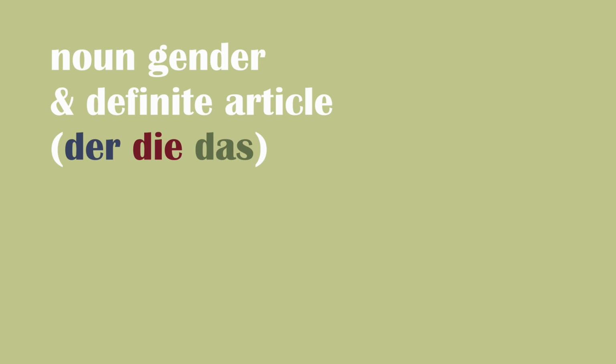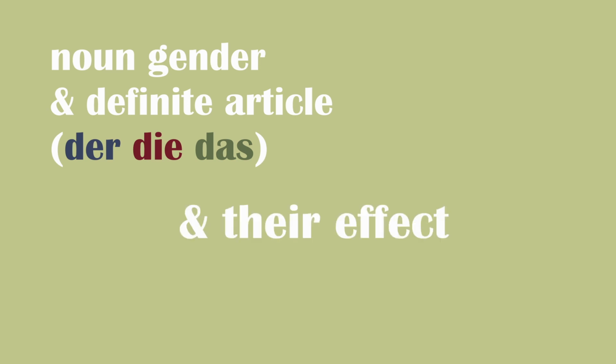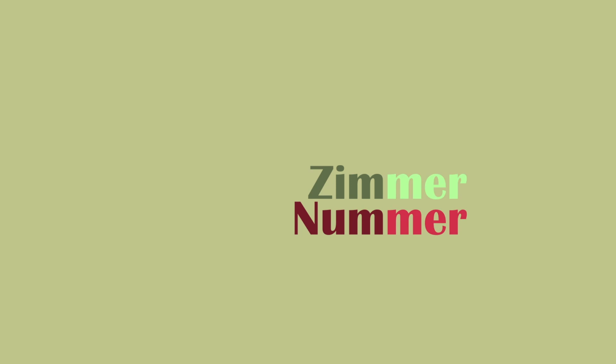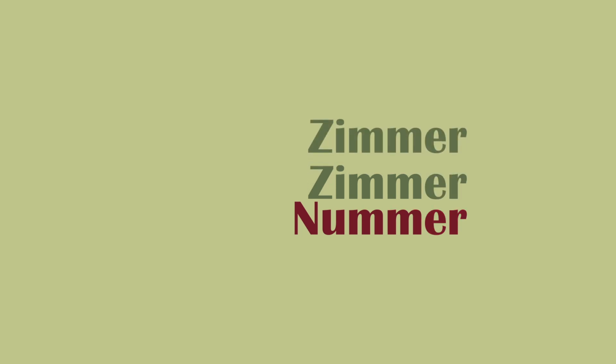At this point, I just want to talk about 2 more things that I found quite striking while working on this project. One being the noun's gender and the definite article and the effect of those two. If we look at the nouns Zimmer and Nummer, for example, they have the same final syllable, mer. Yet the plural of Zimmer is Zimmer, but the plural of Nummer is Nummern with an N.